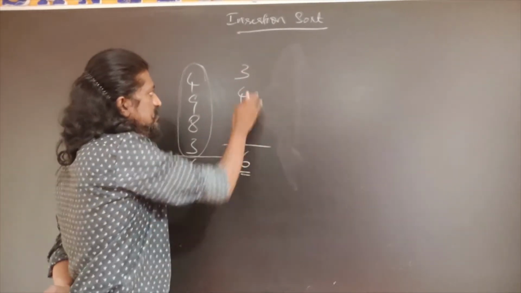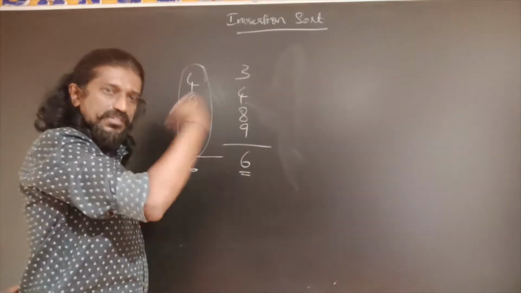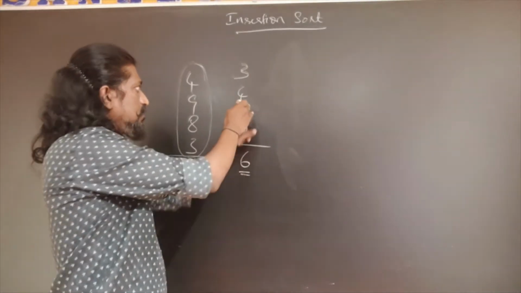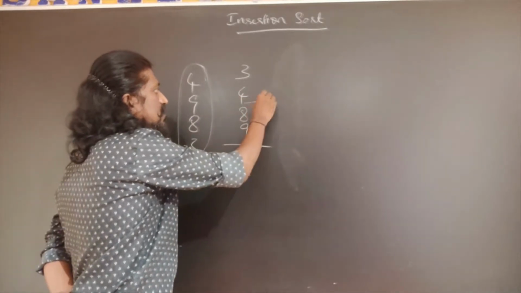We come here. When 6 is compared with 4, 6 is greater than 4, so 6 needs to be inserted somewhere later than 4. Therefore we come here, and when we compare, we encounter an element that is greater than 6. Therefore 6 has to come somewhere before 8, and we insert 6 here.